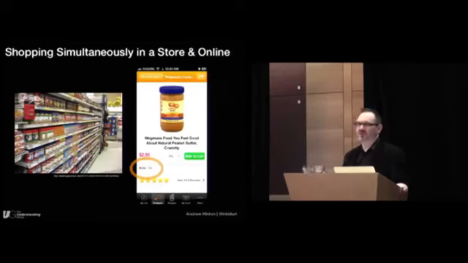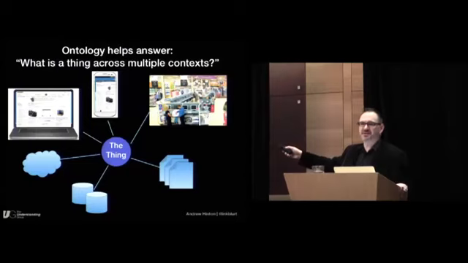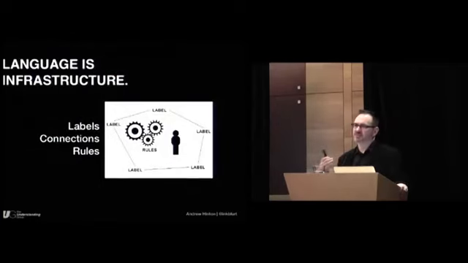It means lots of boring stuff like metadata and all that. So ontology, I think, is something that we need to be thinking more about because we can't really have a good taxonomy or anything else without it. We have to understand what the thing is in order to know what it is in all these different contexts. Because language, as I said, is infrastructure, right? We're using labels, connections, and rules to create places, to create environments, and to thread them into the world around us in ways that we are not used to and that we've never really done before.